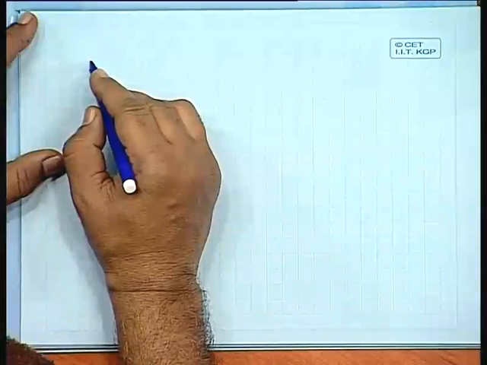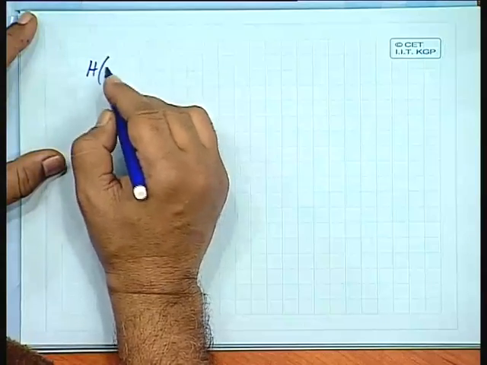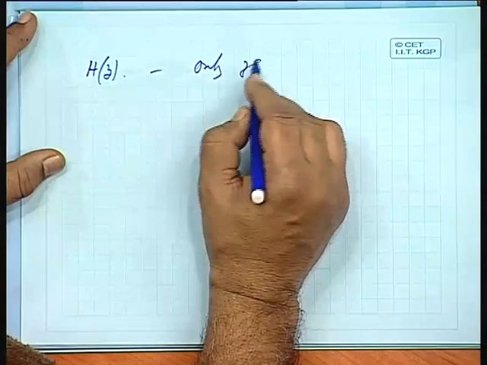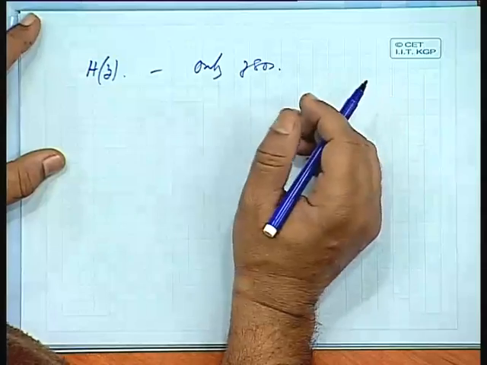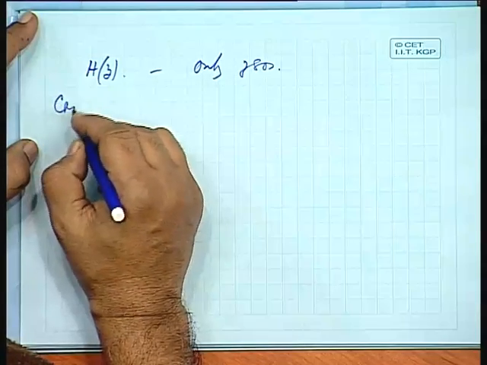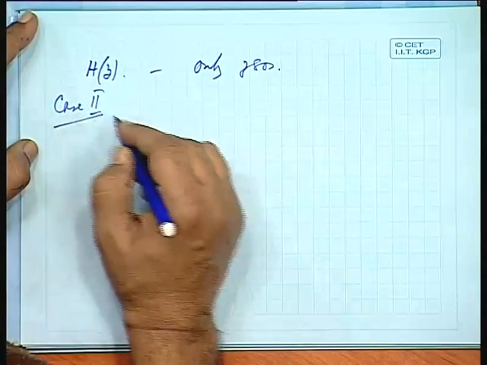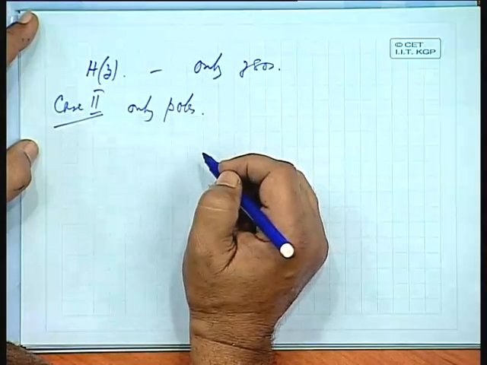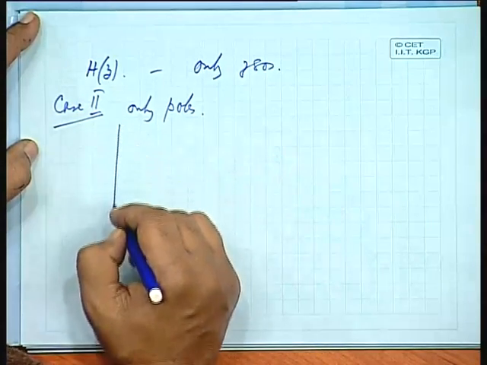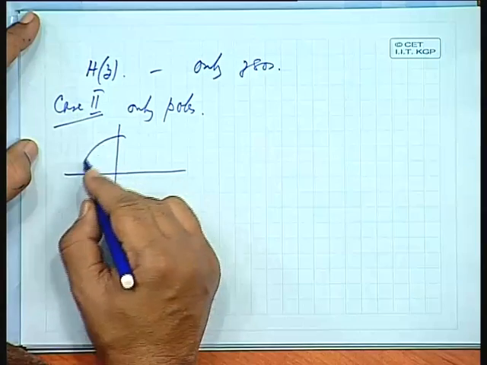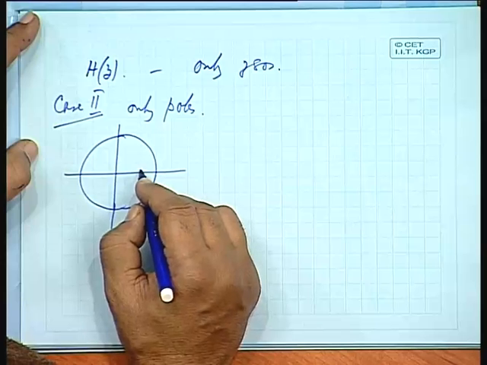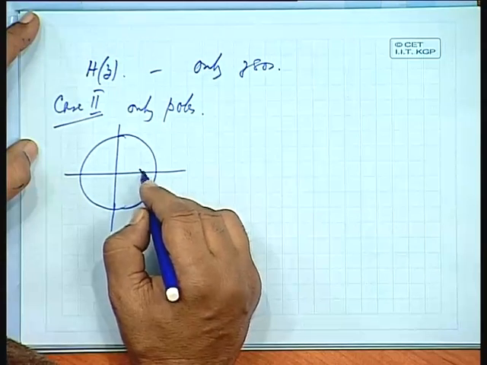Last time we were discussing simple functions H(z) where only zeros were present, that is, only the numerator polynomial was there. Now, let us take the second case when only poles are present. That means only the denominator polynomial is present, numerator is 1. Suppose there is a pole here.